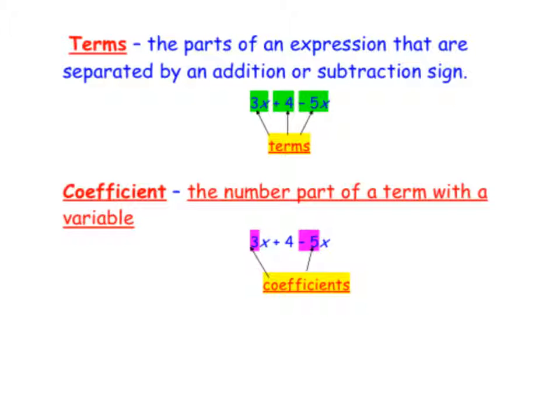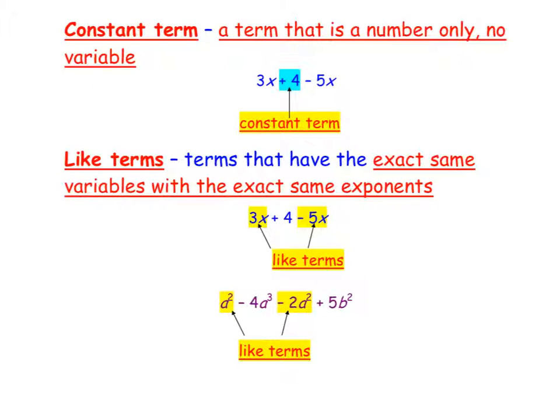Okay, let's move on. Here are some more definitions that you need to have. A constant term is a term that is a number only. There are no variables. So in this problem, the 4, the +4, is a constant term. And we identify and use that plus sign that makes that 4 positive. We'll talk about that a little bit more.